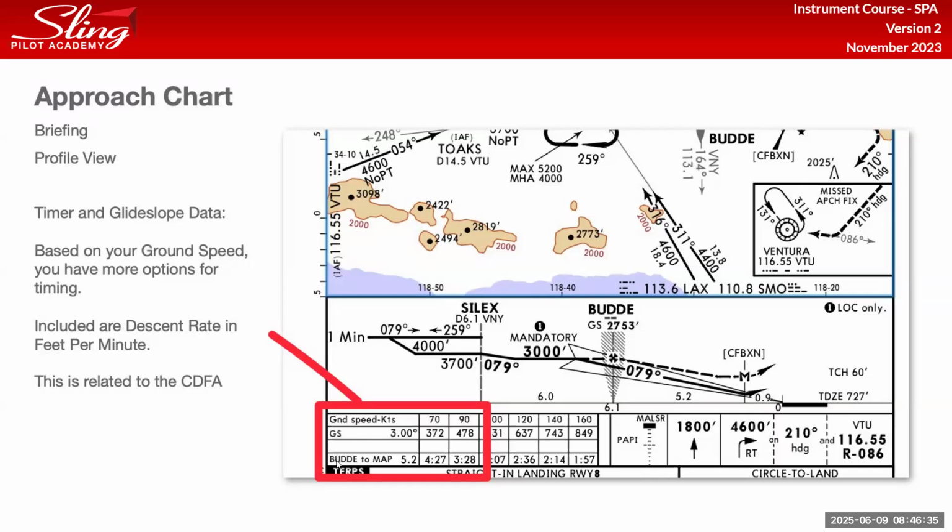It also has timing, so let's say we didn't have GPS. We're maintaining 90 knots from BUD to the missed approach point. The timing is usually for non-precision approaches, but get into the habit of doing it on the precision approach too. It should take 3 minutes and 28 seconds from BUD to the missed approach point.